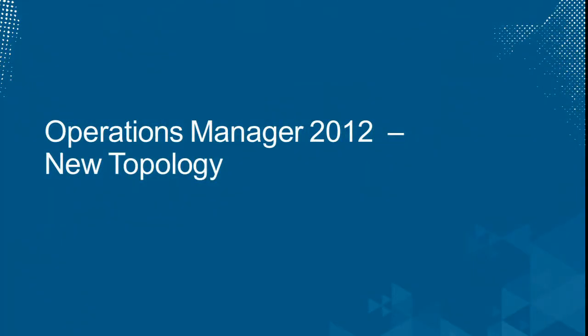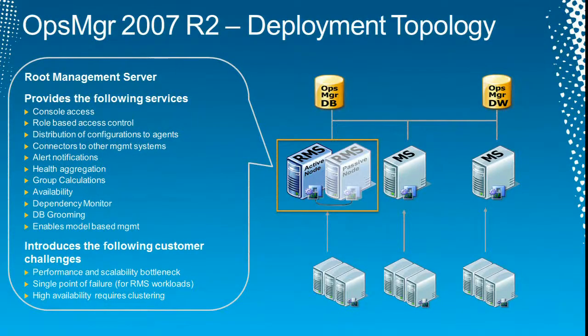Yeah, thank you, Rob. So with that being said, let's have a look at the new topology. If we go to the next slide, let's firstly quickly recap what the current topology is with System Center Operations Manager 2007 R2. For those of you using Operations Manager today, you know that we have the notion of a root management server. It's this special server. It's actually the first management server that you installed that gets to be the root management server by default.